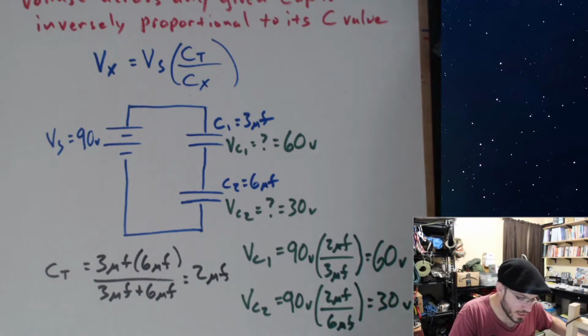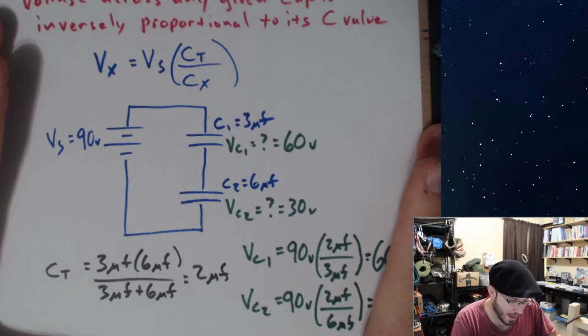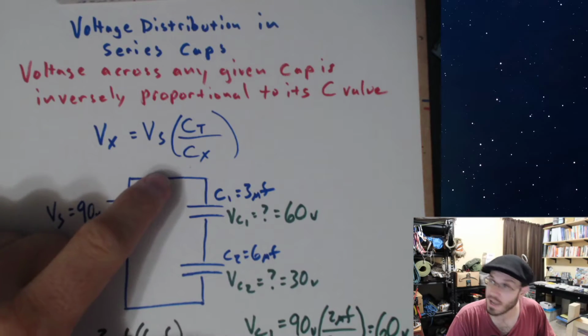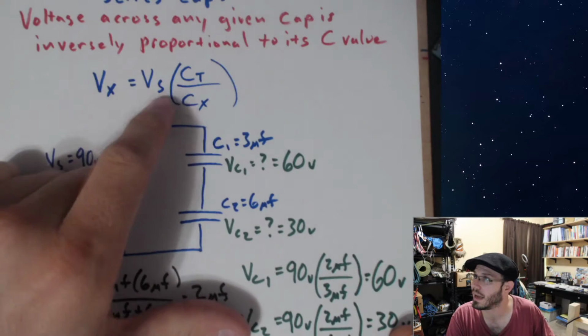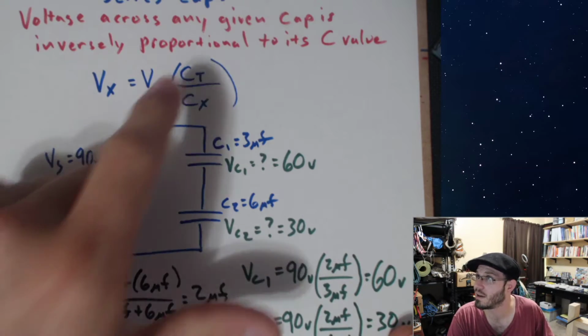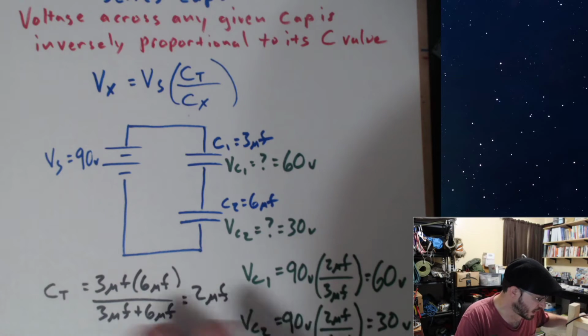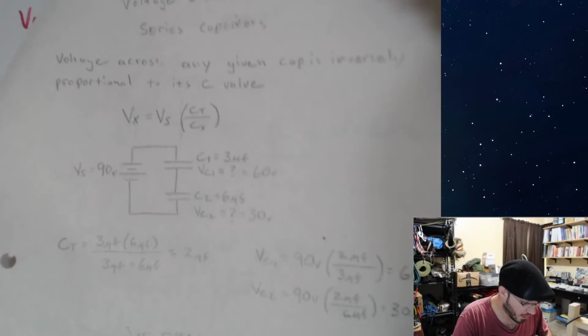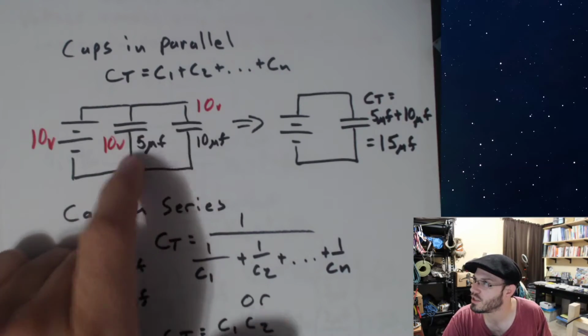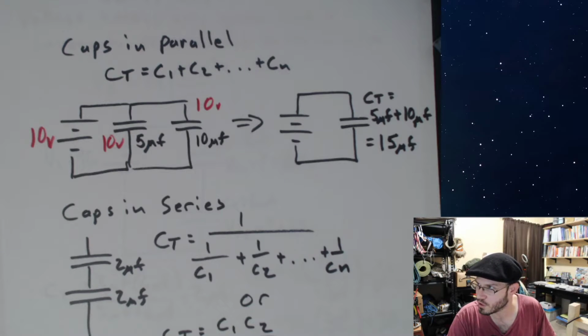Okay, so the voltage distribution in series caps just requires the extra step of calculating the total capacitance and then multiplying the applied voltage by the ratio. Whereas when we did it for being in parallel, it is so much easier because, well, they're just in parallel. They should have the same voltage drop across them.